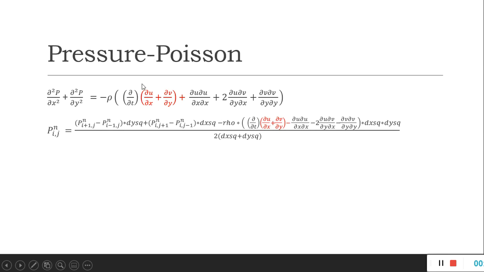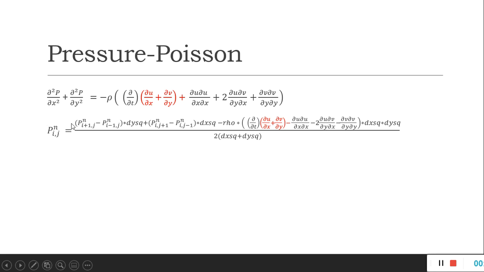Now we move on to the pressure Poisson term. This is what we saw before: minus rho multiplied by the last three terms. Now I am adding another term here, which is called the divergence term, the divergence of the change of velocity with time. What we do is write this exact function as it is and multiply it by 1 over delta t.